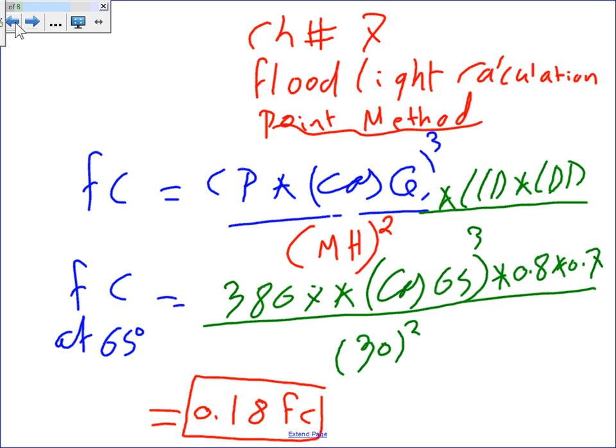So the CBU does not play any role if you're doing the point-to-point calculation. Have you guys noticed that? If we're doing a point-to-point calculation of floodlight, the coefficient of beam utilization is not a factor because we already factored the angle, didn't we? We already factored the angle. We picked the angle through the cosine.